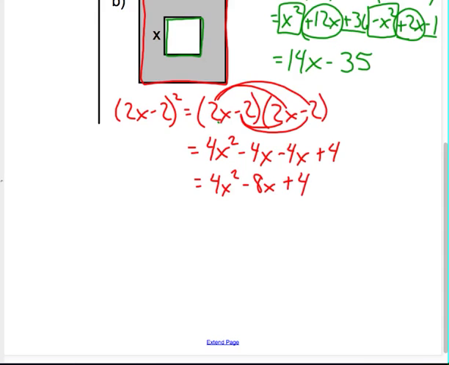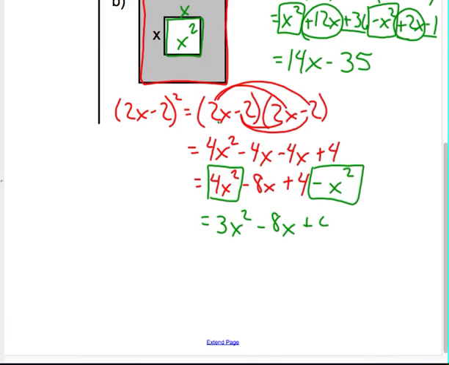And then my green square is x. So to get the area, I'm going to multiply x by x and get x squared. So to find the area of the shaded region, I will subtract x squared from the area of my red square. And I have 4x squared minus x squared gives me 3x squared. And then minus 8x plus 4 have no like terms.